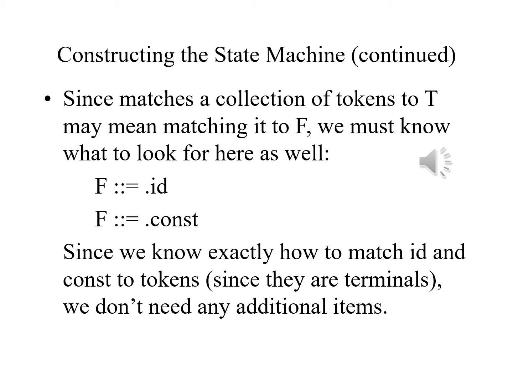The item for T, T derives dot F, means I need to know what I will see if I'm looking for a factor. For that reason, I need to add initial items F derives dot id and F derives dot const. So if I am going to match an identifier and a constant, I know that this will give me what I'm looking for as I look for a factor.